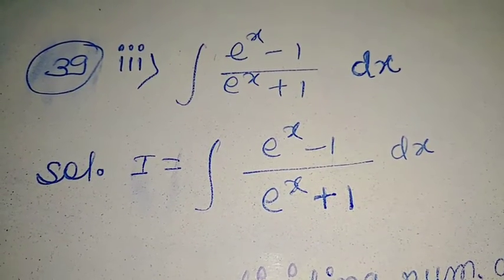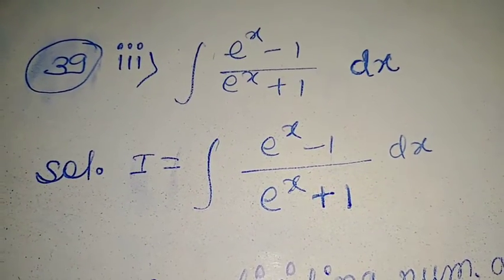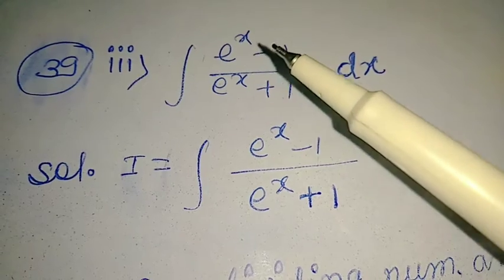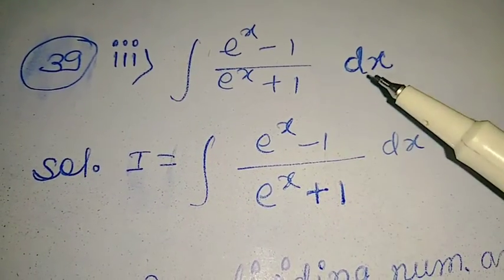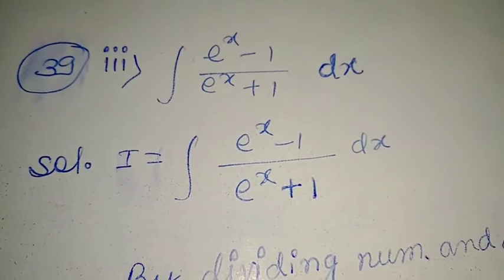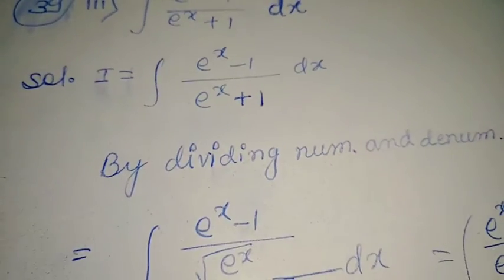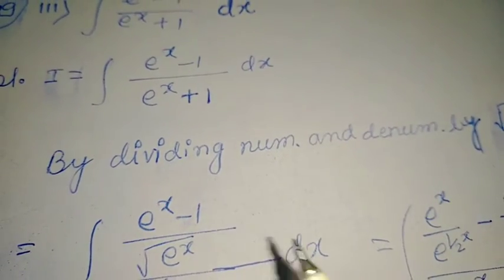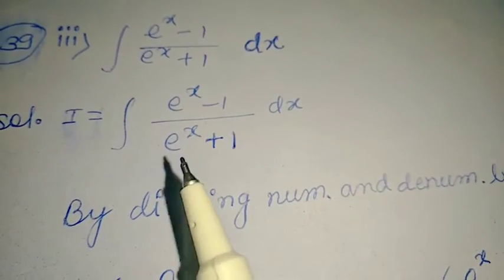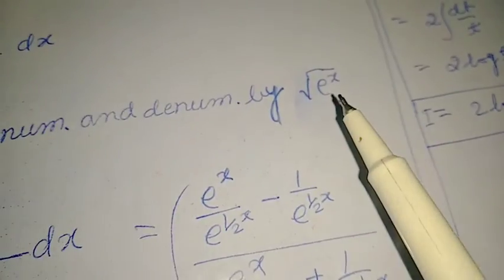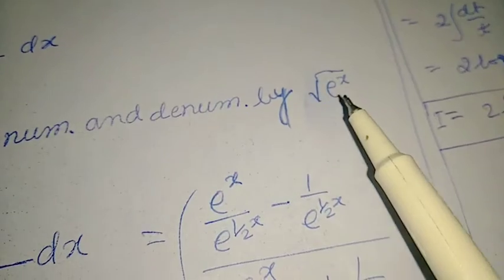Now the third question of question number 39, which is integration of e to the power x minus 1 upon e to the power x plus 1 into dx. So you can see the solution of this question. So for solving this question, we will divide numerator and denominator by square root of e to the power x.